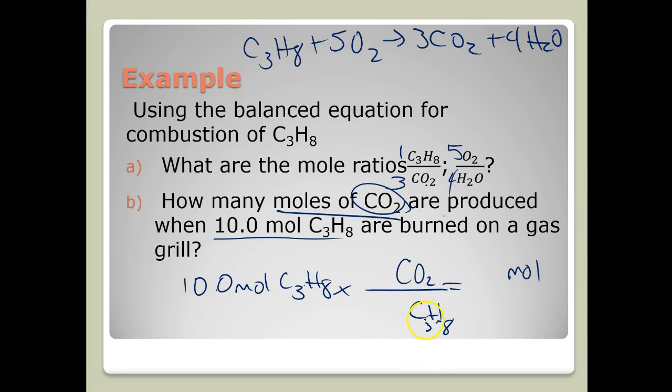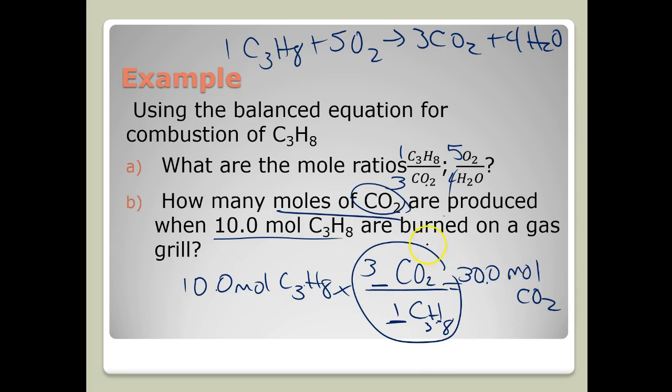And so what I'm going to do is look back at my balanced equation, and I'm going to write down the coefficients in this mole ratio. C3H8 has a coefficient of 1. CO2 has a coefficient of 3. So I'm going to take those numbers and multiply, and I'll get 30 moles of CO2.